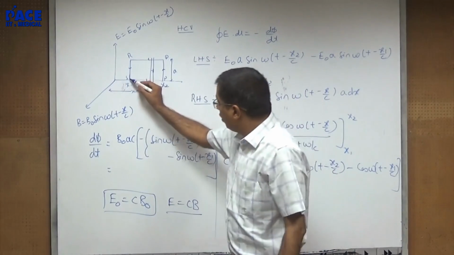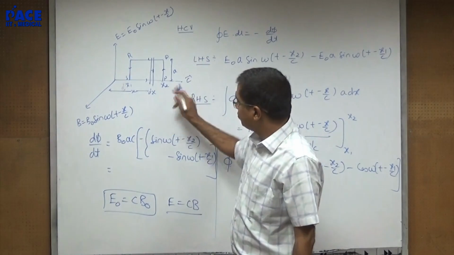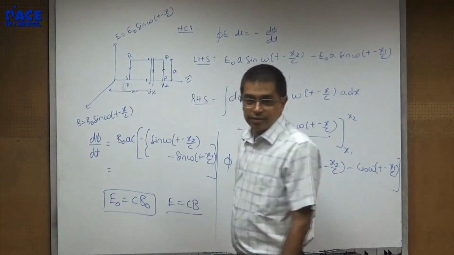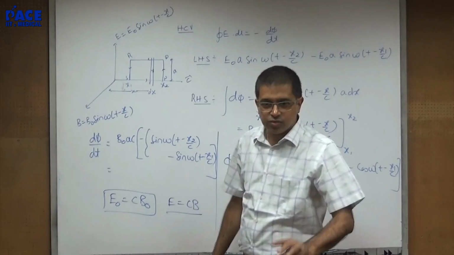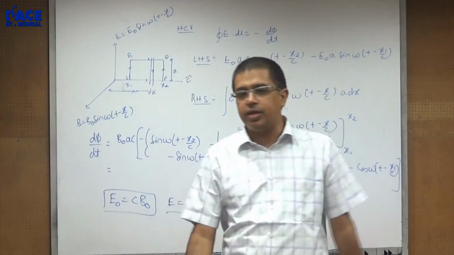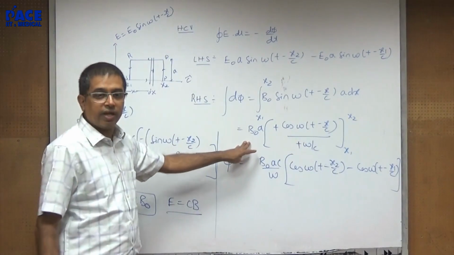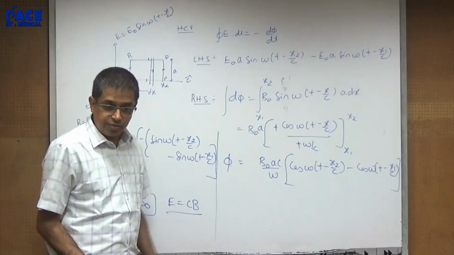What is the other half? You will take an Amperian loop like this on this plane, the XZ plane, just as we have done in the previous case. I assure you, you will get the answer. The derivation is given in HCV. You can have a look at it. This is also given in HCV. You don't need to write this.